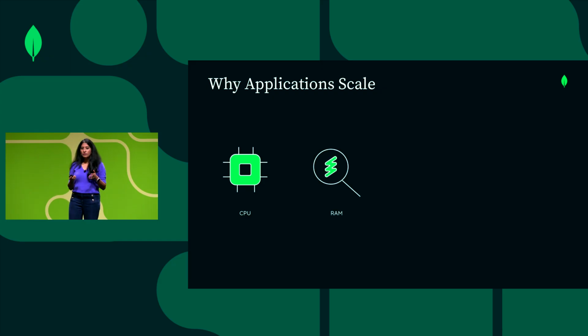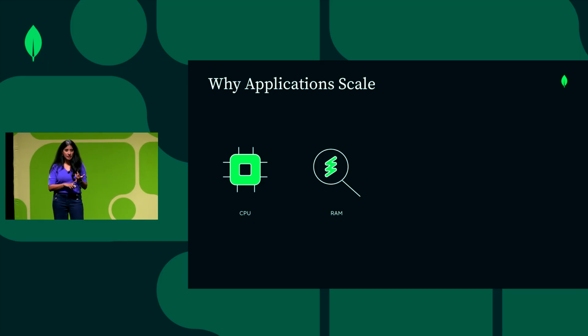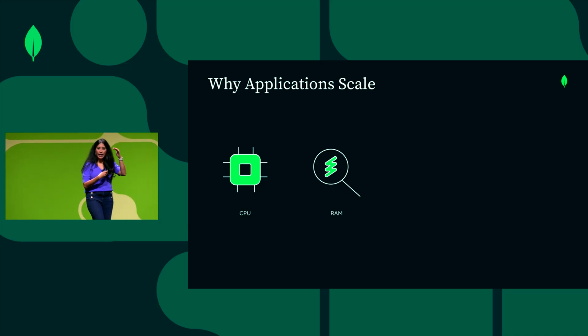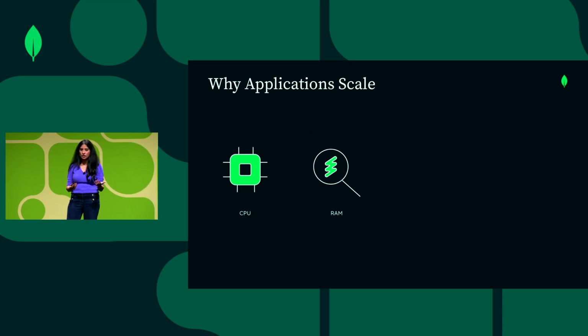The next common reason to scale is RAM. At MongoDB, we recommend that you have your most frequently accessed documents and your indexes in RAM so that you don't have to make the trip to the disk and you can have fast queries. The more data you store, the more RAM you need because your frequently accessed data is more and your indexes are larger. So that's another reason to scale.